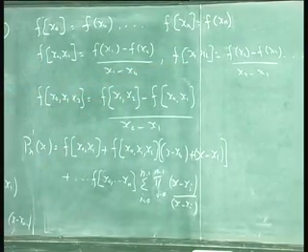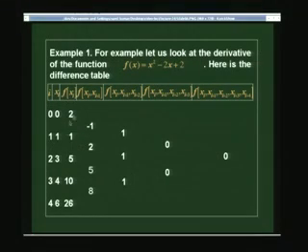So we can see that this is the function values, and this is the difference between these 2 points divided by the difference between these 2 points, and this is the difference between these 2 points divided by the difference between these 2 values. And this one is the difference between 26 and 10 divided by the difference between 6 and 4.